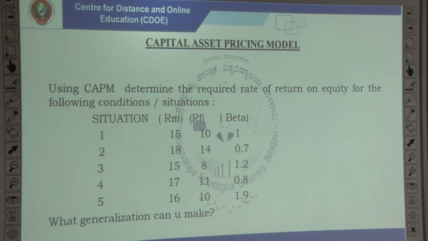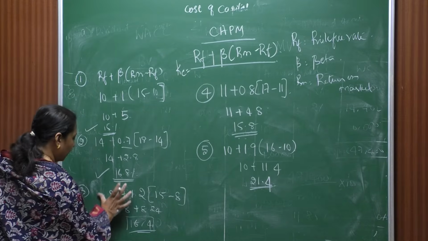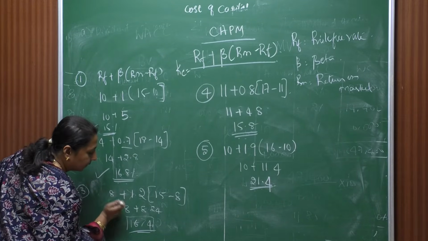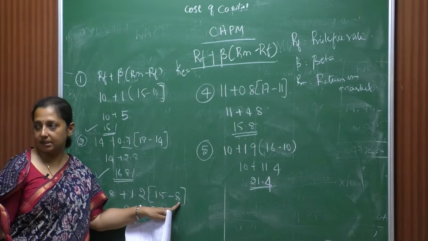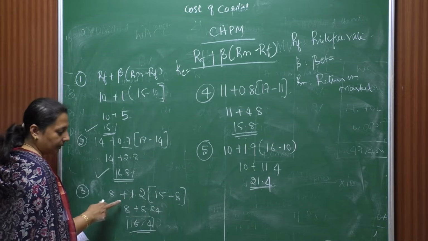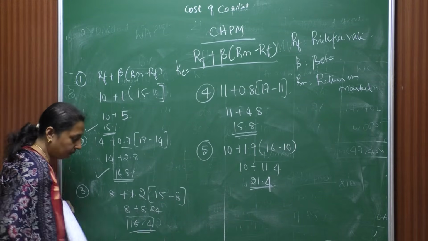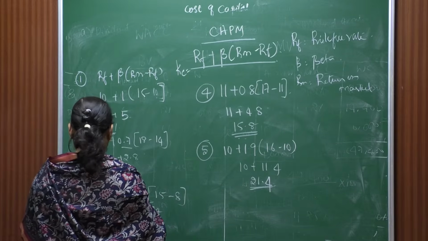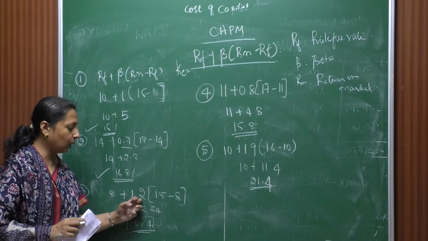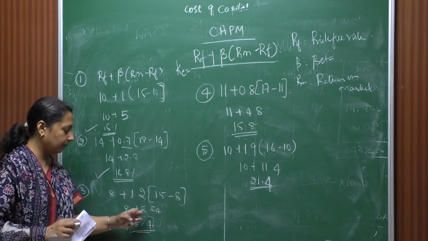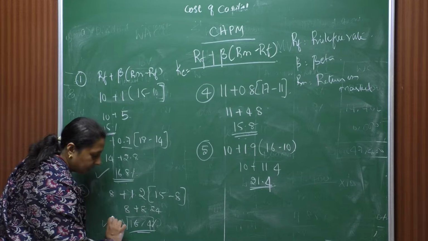And for the third one, you have an RF of 8%. Situation 3: RF of 8 plus a beta of 1.2, and 15 minus 8. 15 minus 8 gives you 7, multiplied by 1.2 gives you 8.4. So 8 plus 8.4 gives you 16.4%. So, the return is 16.4%.